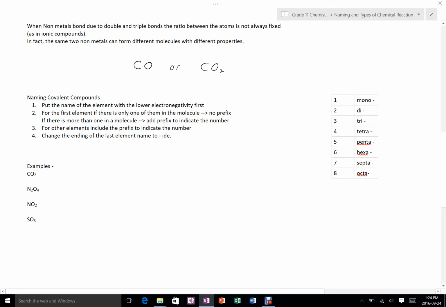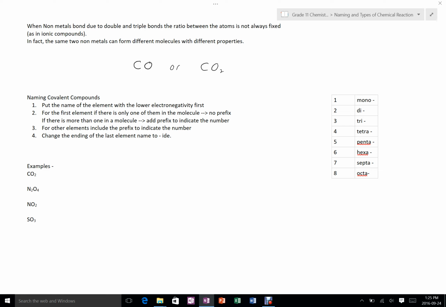So what we're going to do here, step number one, is we're going to put the name of the element with the lower electronegativity first. When we write out the molecule, this is always going to be the first one. So we're just going to put whatever of these two atoms comes first. For the first element only, if there's one, we include no prefix. If there's more than one, then we add a prefix to indicate the number.